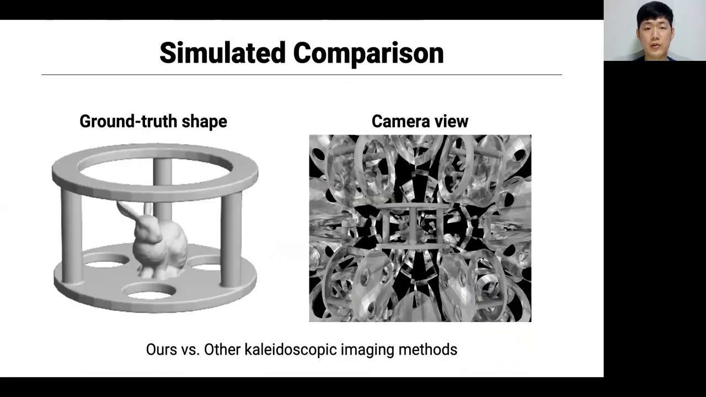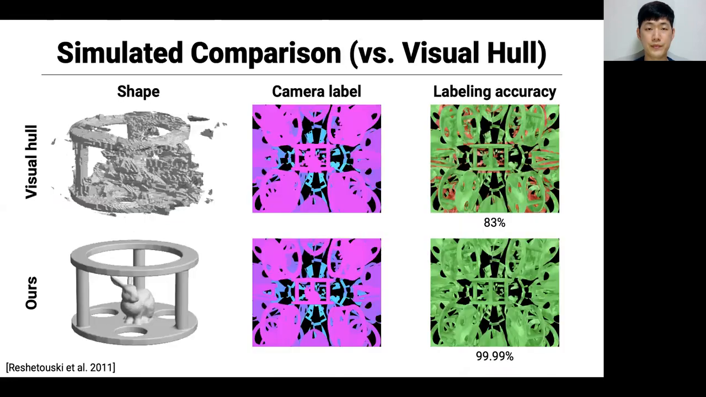There are other kaleidoscopic imaging methods with different labeling techniques. For the comparison, we simulate the measurement of this 3D shape in the kaleidoscopic system and compare the results of each method. First, we compare our method with the visual hull technique.